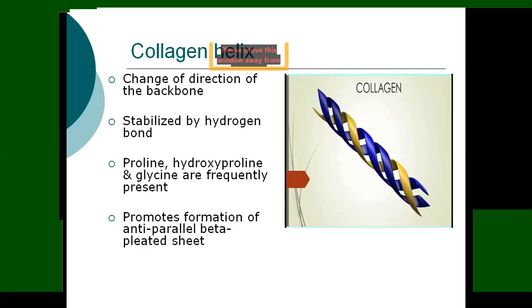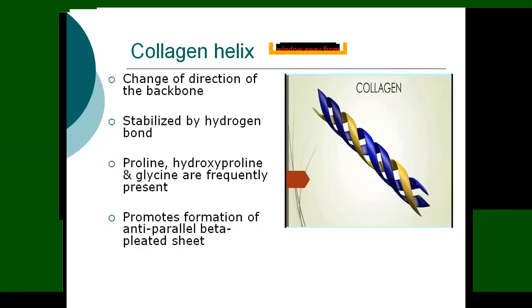So now the collagen helix. Collagen helix has three polypeptide chains. In beta pleated sheet we found more than two, maybe 4, 5 or fewer. But collagen helix has a specific three. Here you can see there are three polypeptide chains, 1, 2, and 3. It is also stabilized by hydrogen bonds. And there are three types of amino acids more: proline, hydroxyproline, and glycine. These are frequently present in collagen.